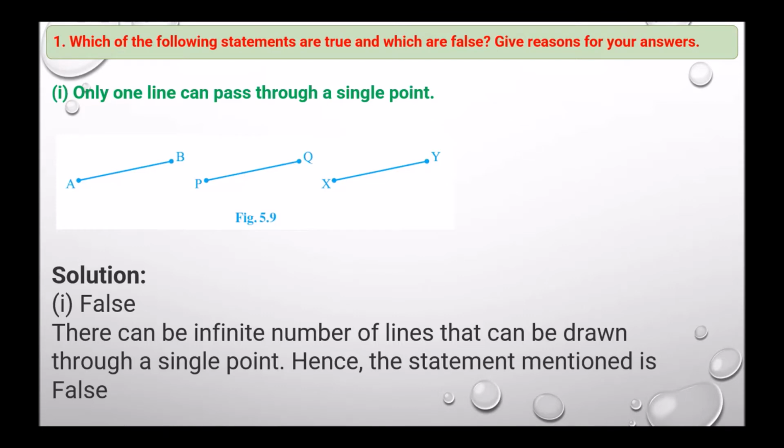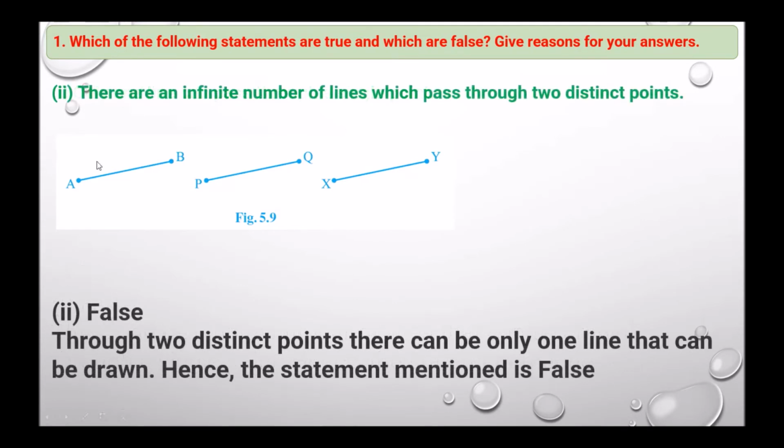First question of the textbook is, which of the following statements are true and which are false? Give reason for your answer. Only one line can pass through a single point. False. There can be infinite number of lines that can be drawn through a single point. Hence the statement mentioned is false.